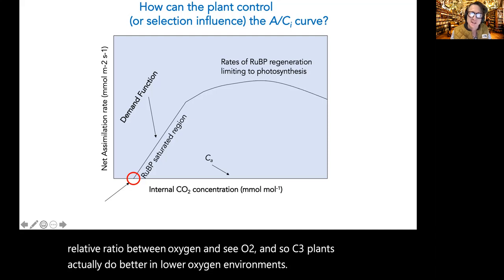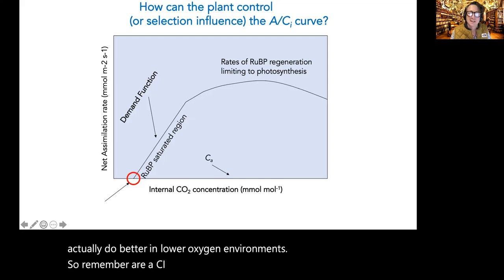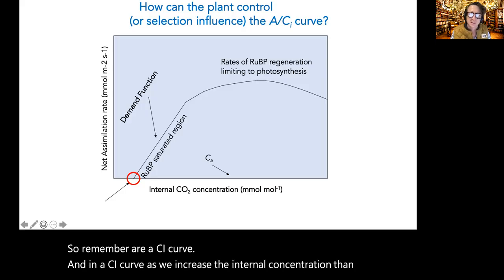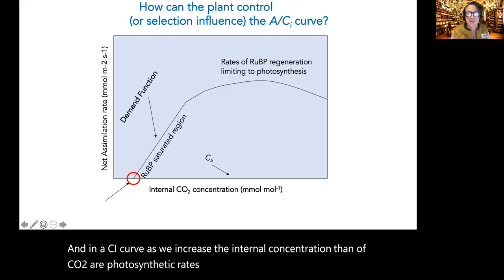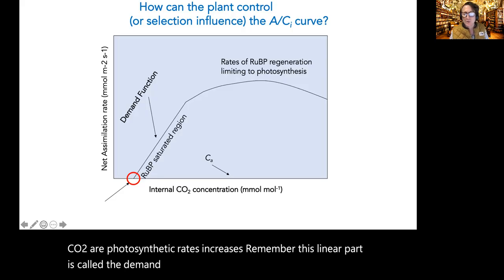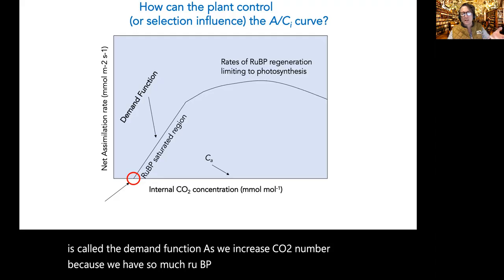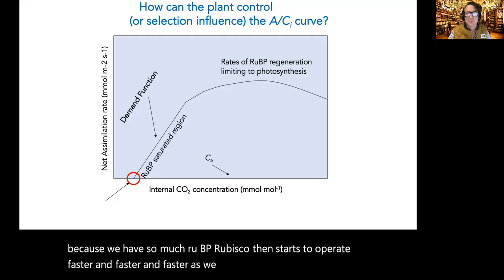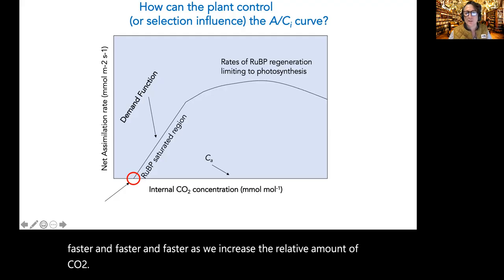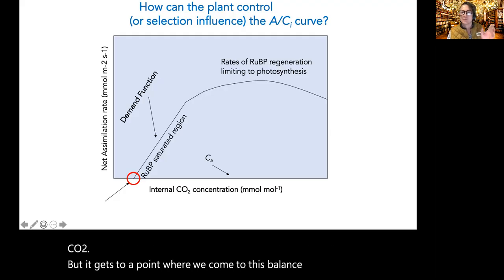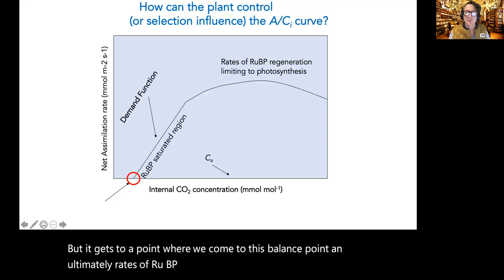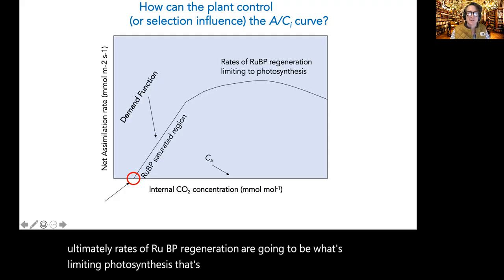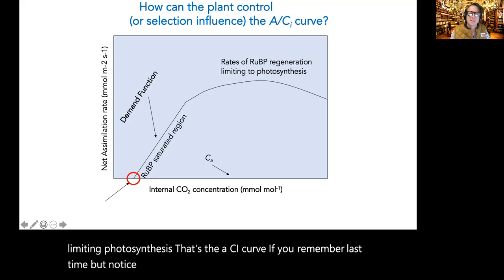So if you remember our A/Ci curve, as we increase the internal concentration of CO2, our photosynthetic rate increases. Remember, this linear part is called the demand function. As we increase CO2, because we have so much RuBP, Rubisco starts to operate faster and faster as we increase the relative amount of CO2. But it gets to a point where we come to this balance point, and ultimately rates of RuBP regeneration are going to be what's limiting photosynthesis. That's the A/Ci curve, if you remember from last time. But notice this one point right here. This is called, remember, the compensation point.